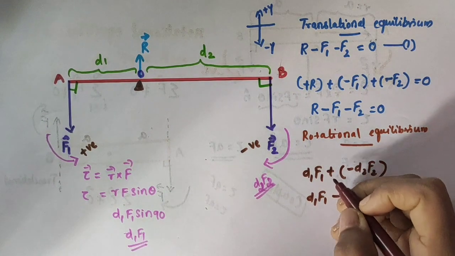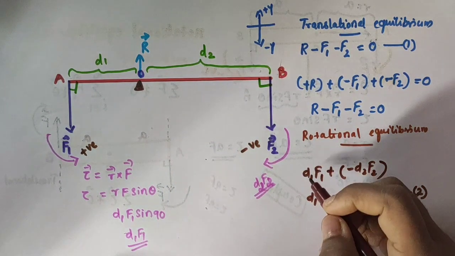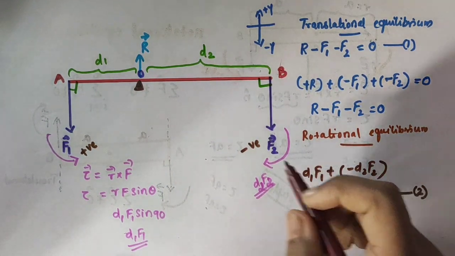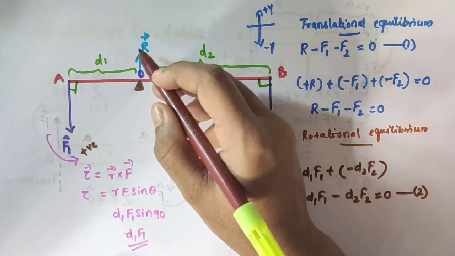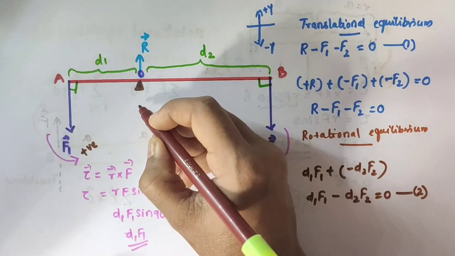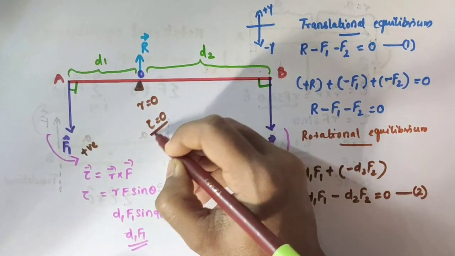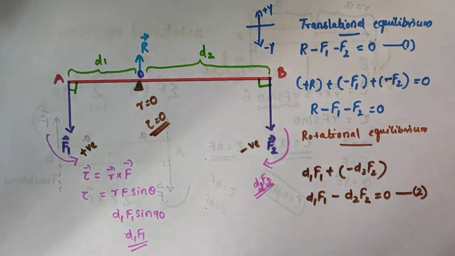See, here we haven't considered the reaction force to talk about the rotational equilibrium. Why? Because the reaction force acts at the fulcrum itself. So what is the value of R? R is equal to 0, so tau, or the moment of force, becomes 0. Alright.